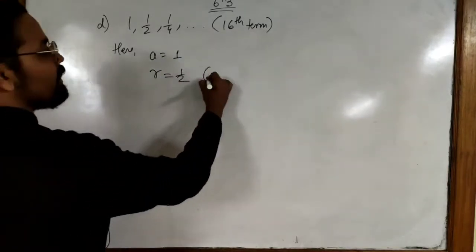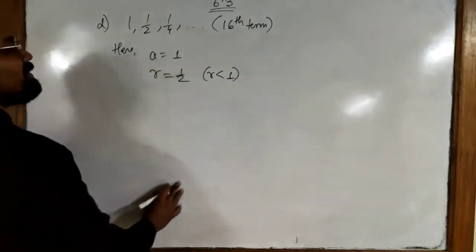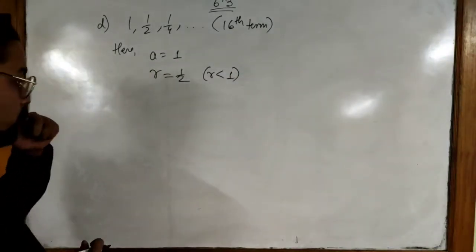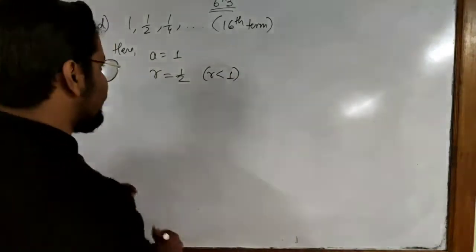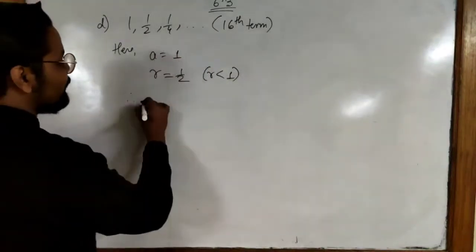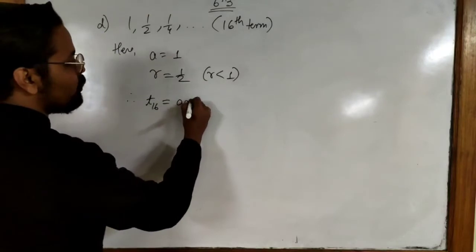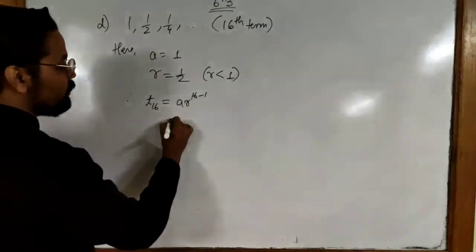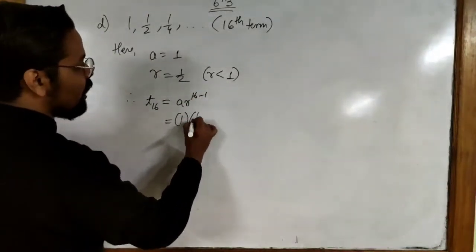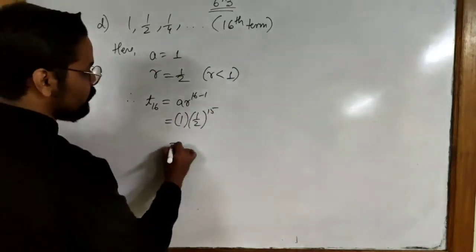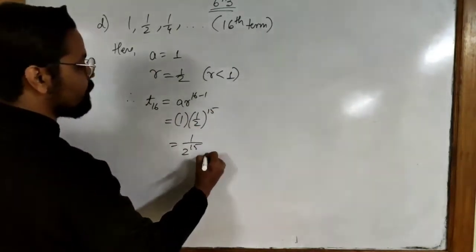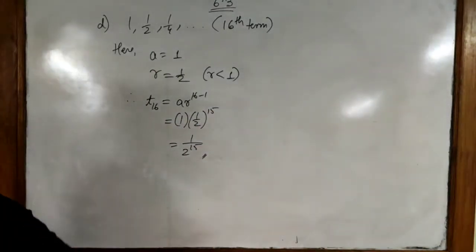Again this time r is less than 1, so we have to use 1 minus r to the power n. We need to find the 16th term. T16 will be a r to the power 16 minus 1. A is 1, so it is half to the power 15, that is 1 by 2 to the power 15. This is the value of T16.